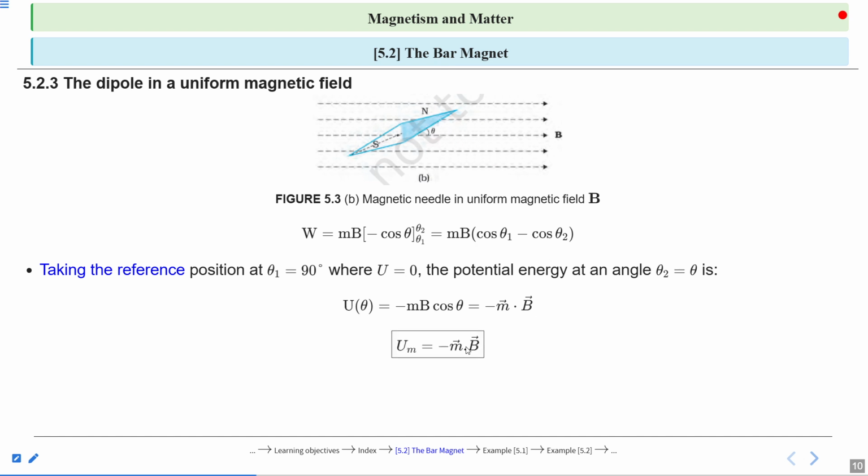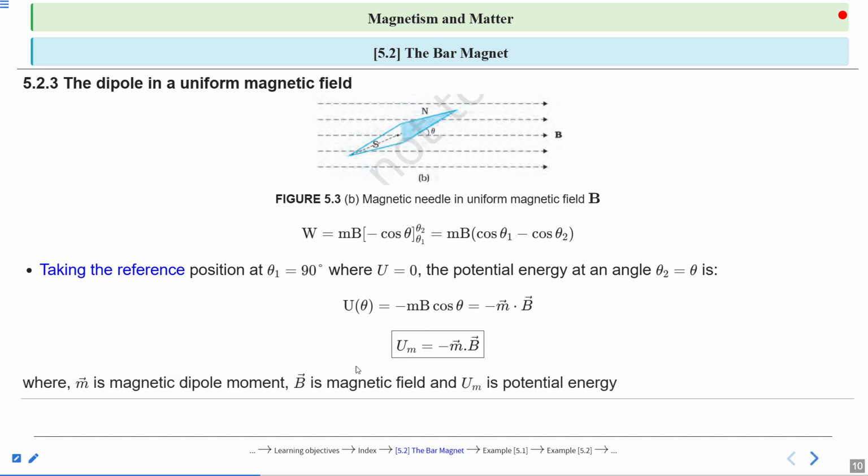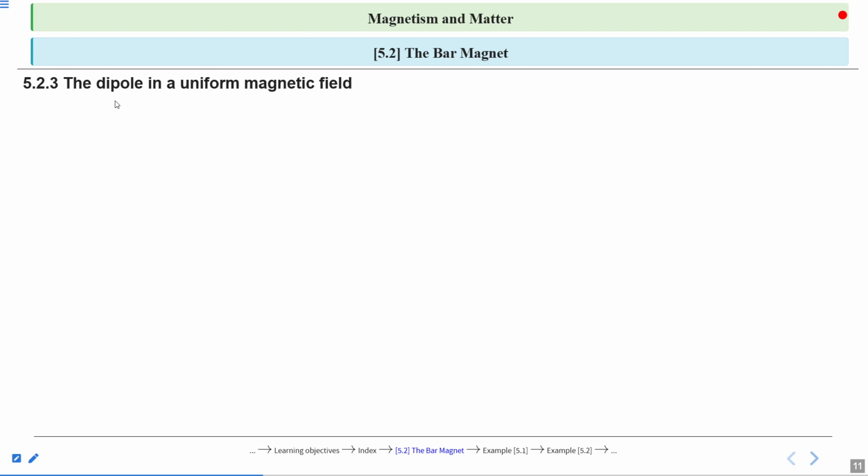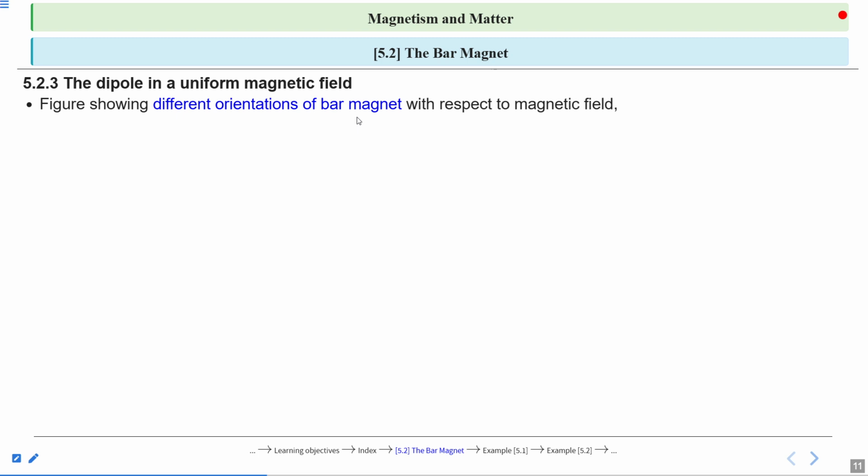So magnetic potential energy will be equal to minus m dot B, where m is the magnetic dipole moment, B is the magnetic field, and U is the potential energy. The dipole in a uniform magnetic field. Figure showing different orientations of a bar magnet with respect to the magnetic field.